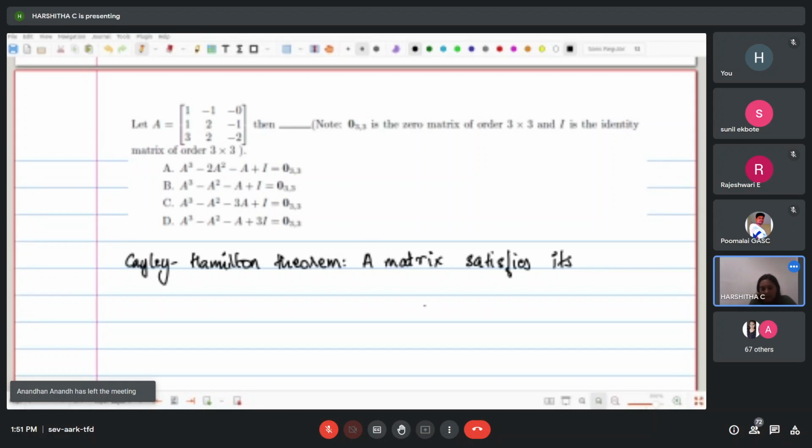Screen resolution is quite low. Oh, okay. Maybe I'll.